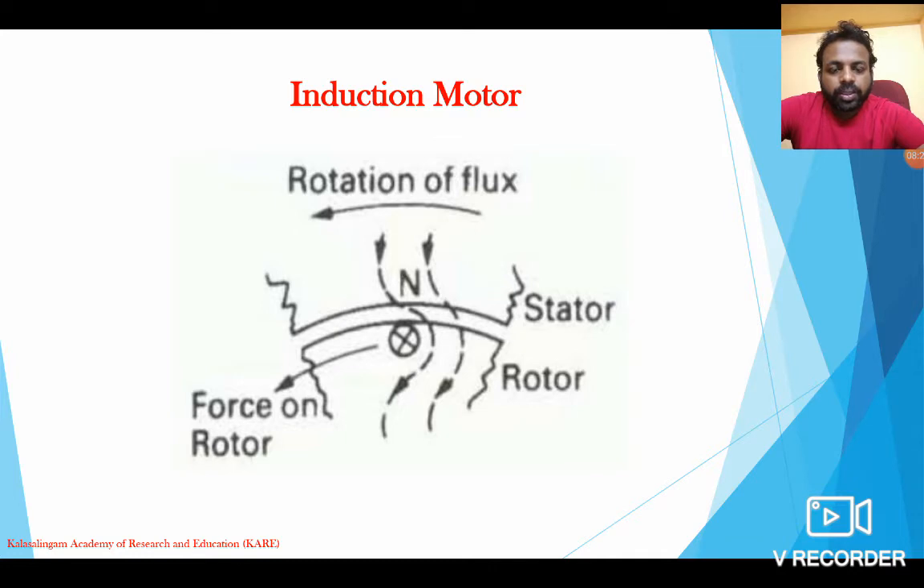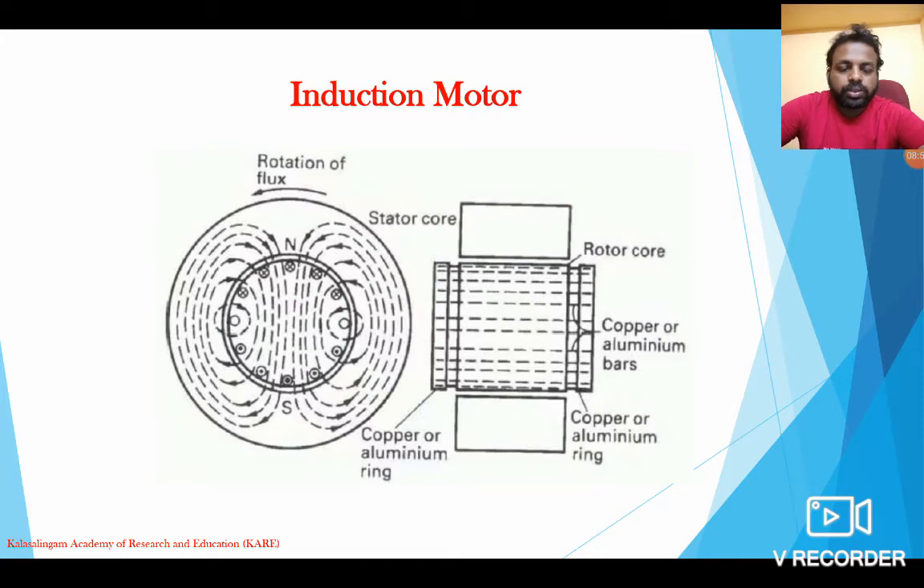So this is the diagram. It indicates the stator and rotor of an induction motor. You can see when you supply the AC current to the stator, it has a rotating magnetic flux, RMF. This RMF is disturbed by the conductor of the rotor, so that the conductor is energized with electromotive force. This electromotive force flows over the conductor of the rotor.